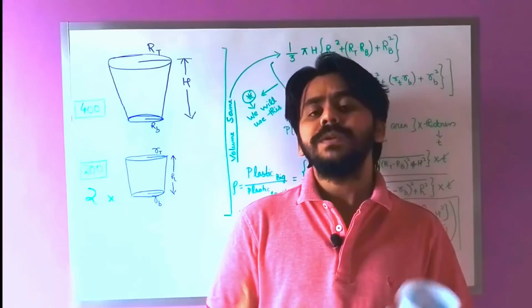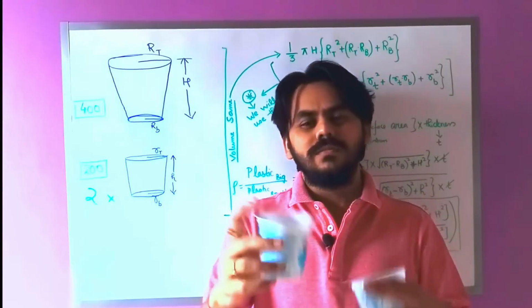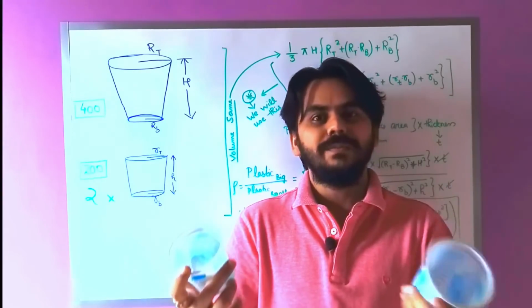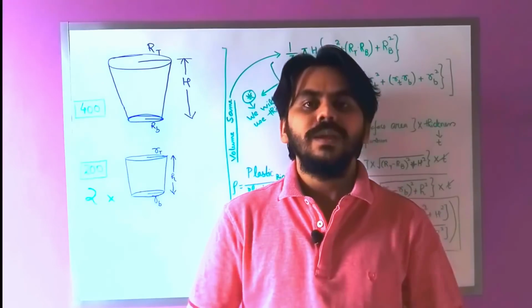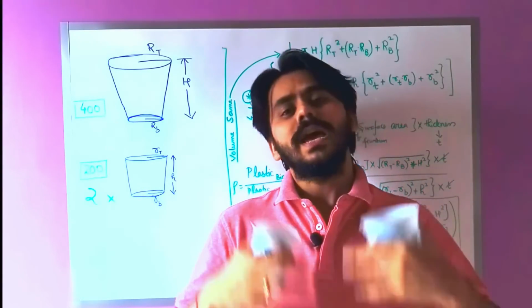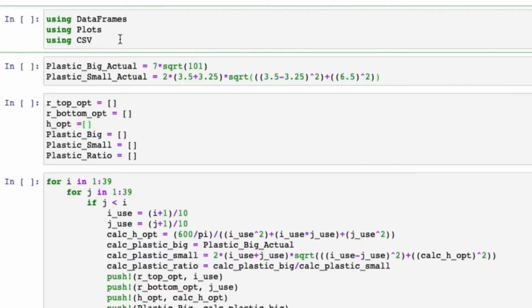Now how do we do that empirical exercise? I will note down the values of radius top, radius bottom and height and calculate the ratio. Plastic here, plastic there. So let me go to the Julia code which I have prepared to do this analysis. We begin by importing the libraries: DataFrames, Plots, CSV. So let's just import them.